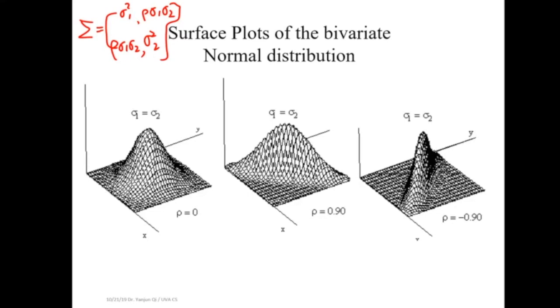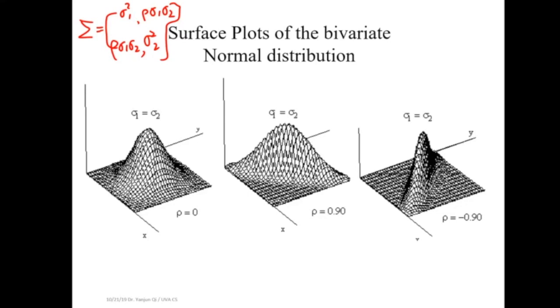And because sigma 1 and sigma 2 are the same value, the width of the samples in x1 and the width of the distribution of x2 are also the same. This gives us a very nice bell. It's not stretched into some weird shape at all. It's a very nicely rounded bell.